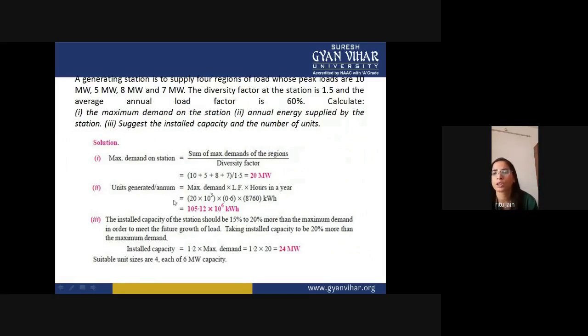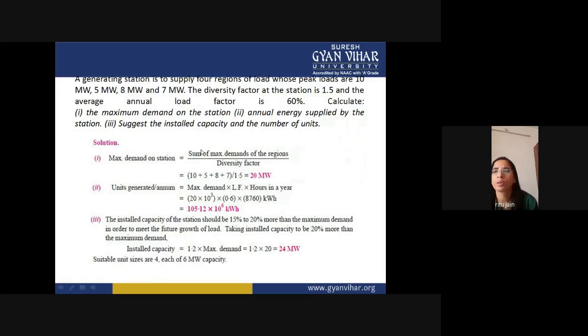Now come to the next point, annual energy supplied. The unit of energy is kilowatt hour. So first you have to know your kilowatt or megawatt generation, which is 20 megawatt, and you know the load factor formula is equal to average load divided by maximum demand.